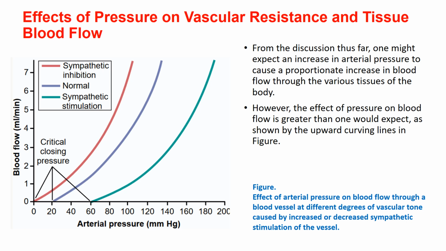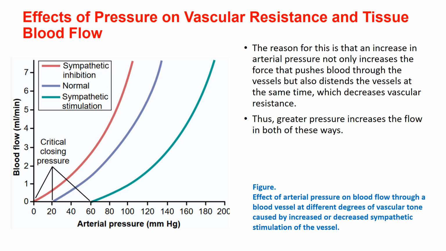From the discussion thus far, one might expect an increase in arterial pressure to cause a proportionate increase in blood flow through the various tissues of the body. However, the effect of pressure on blood flow is greater than one would expect, as shown by the upward curving lines in the figure. Figure: Effect of arterial pressure on blood flow through a blood vessel at different degrees of vascular tone caused by increased or decreased sympathetic stimulation of the vessel.